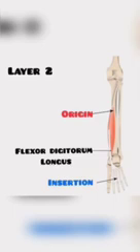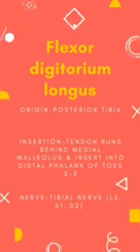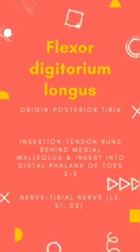Flexor digitorum longus. Origin posterior tibia. Insertion tendon runs behind the medial malleolus and inserts into the distal phalanx of the 2nd to 5th toes. Nerve. It is innervated by the tibial nerve L5, S1 and S2.